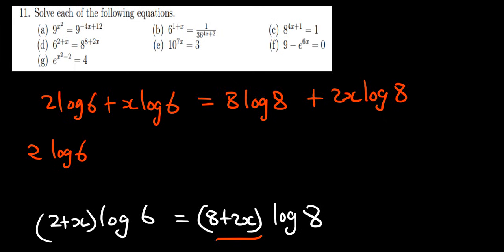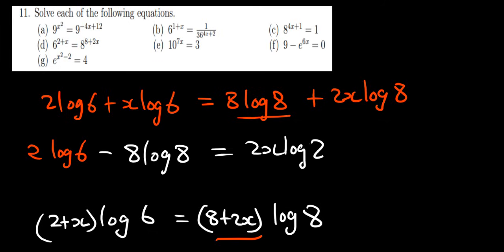I was saying let's bring this 8 log 8 to the left hand side, so it will be minus 8 log 8. This equals 2x log 8, and then we take this x log 6 to the other side, so it will be minus x log 6. That's what we have there.